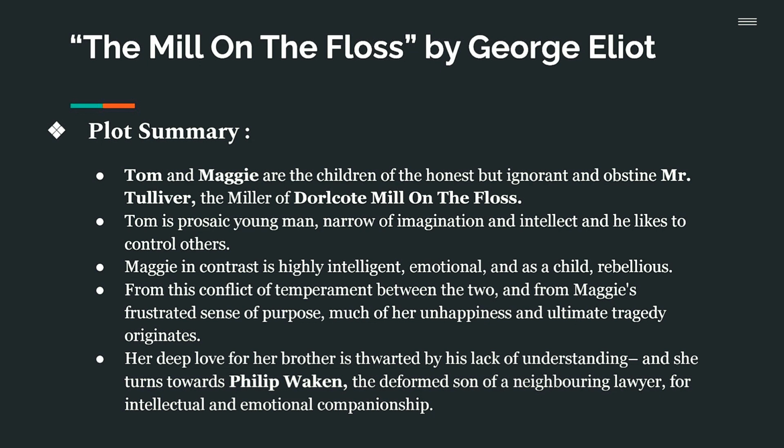From this conflict of temperaments between the two, and Maggie's frustrated sense of purpose, much of her unhappiness and ultimate tragedy originates. Her deep love for her brother is thwarted by his lack of understanding, and she turns toward Philip Wacken. Philip Wacken is a deformed son of a neighboring lawyer. Maggie turns towards Philip Wacken for intellectual and emotional companionship.